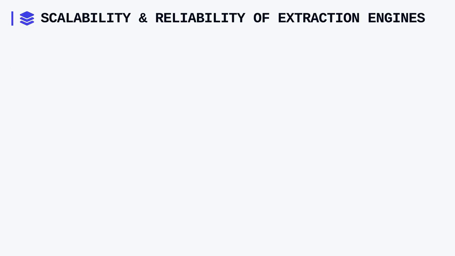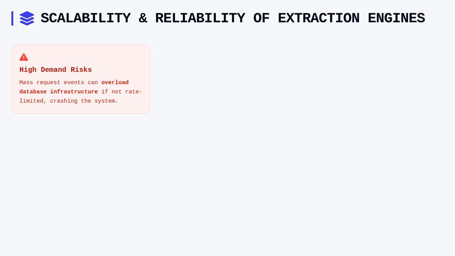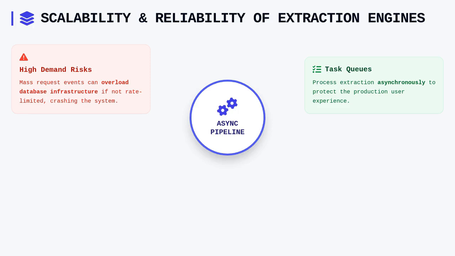Finally, prioritize the scalability of your extraction engines during periods of high demand. If you have a large user base, a mass request event could potentially overload your database infrastructure if not properly rate limited. Design your background workers to process extraction tasks asynchronously, perhaps through a task queue system that operates in the background to ensure that production user experience remains unaffected.